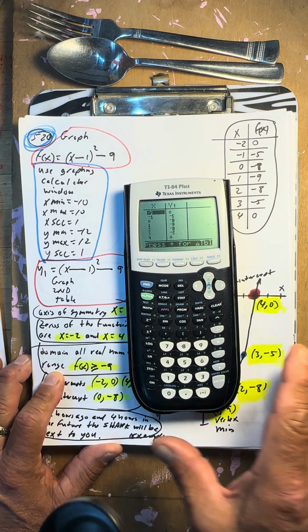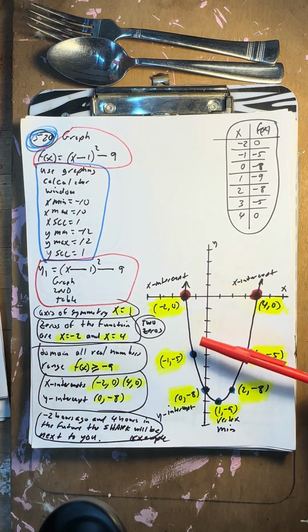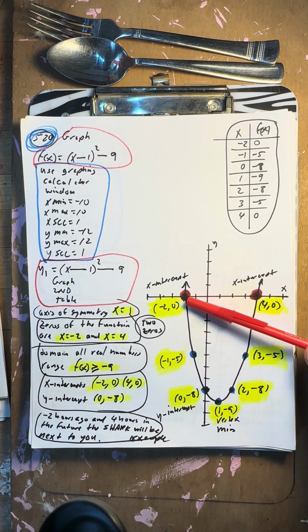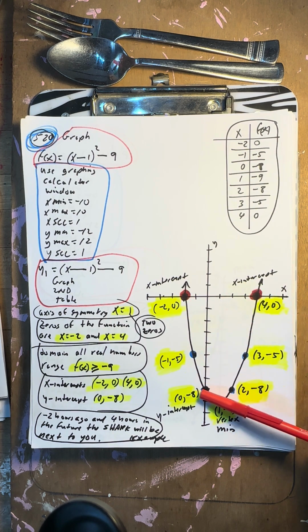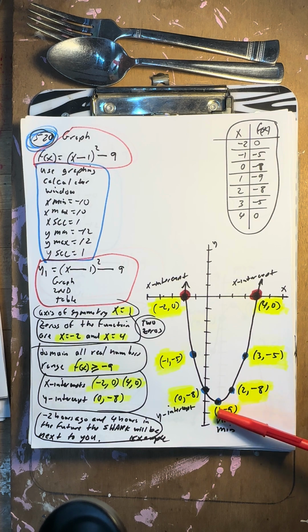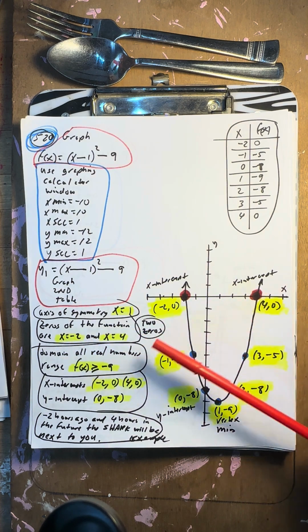So now once they match, guess what? Put them in there. (-2, 0), (-1, -5), (0, -8), (1, -9), (2, -8), (3, -5), (4, 0). X-intercept, X-intercept, the Y-intercept right there. Okay, and down here, vertex (1, -9). That's the vertex, or that's the min, the lowest point. Axis of symmetry 1.